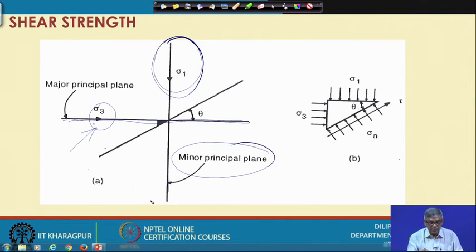Okay. And suppose at any angle theta, suppose this is the theta shown, I can rotate by this and I can find out other planes to find out the stresses.